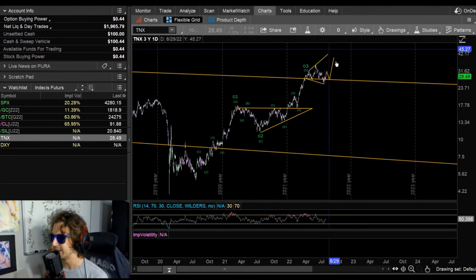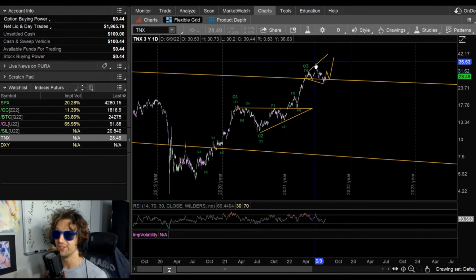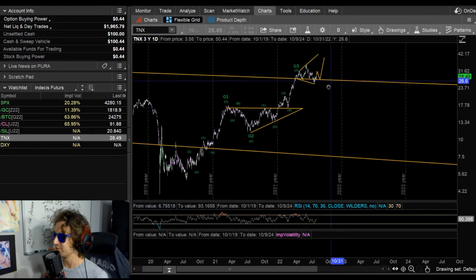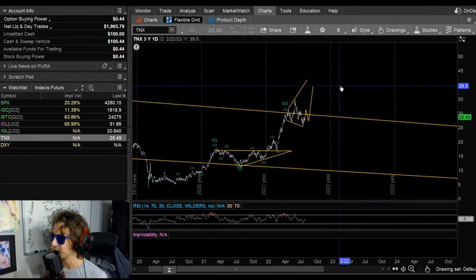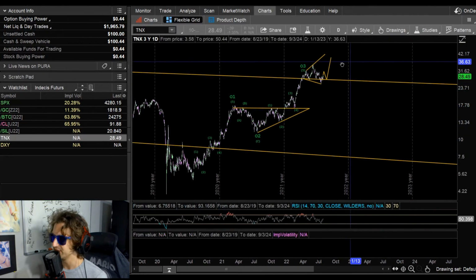This corrective pattern, this expanding pattern, this is a 2 wave of a 3rd wave. So we got the 3 of 3 coming up. That's a powerful wave. The 3 of 3 can be a very powerful wave.